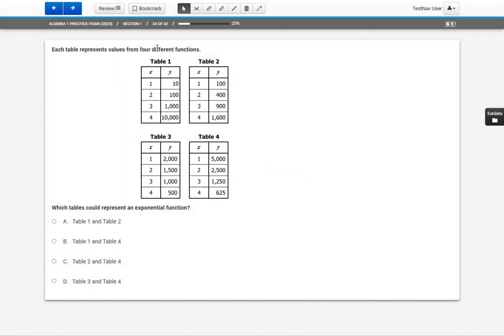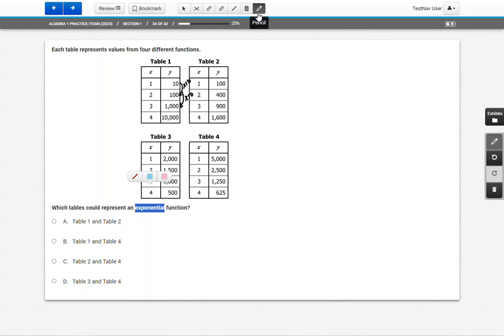All right, each table represents values of four different functions. Which table could represent an exponential function? In an exponential function, to get to the next term, you're multiplying by a number. So in this case, you're doing 10 times 10, which is 100. We're multiplying by 10. And then 100 times 10, and so on.